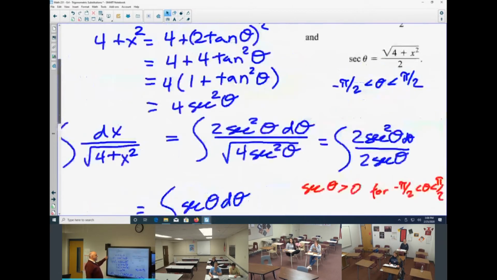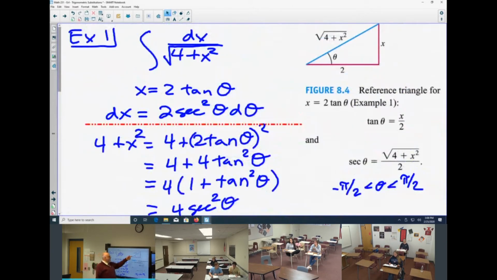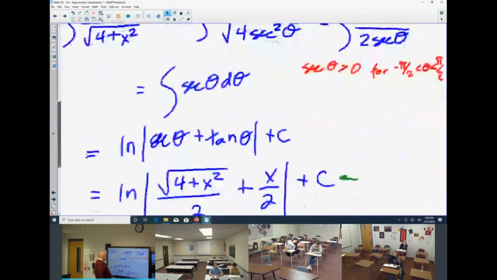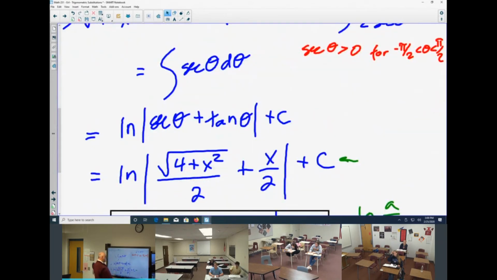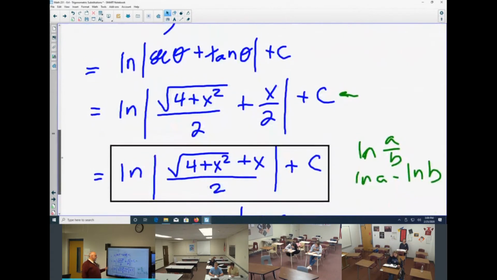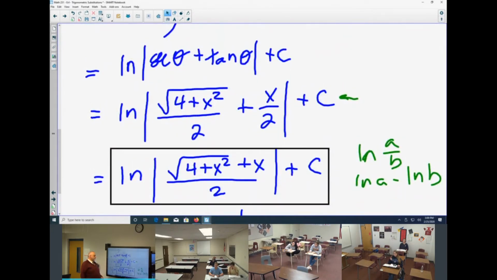So we go back to our triangle, and you say, okay, so secant theta, that's the reciprocal of cosine. Cosine was 2 over the radical, so secant's going to be the radical over 2. And then tangent theta is just opposite over adjacent, x over 2. So we replace those trig functions with their values in x. And so then they both have the same denominator, so let's just put it over that same denominator. Okay, and so that's our answer. All right, so see if you can do practice 1, please.